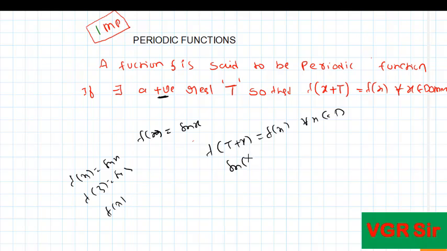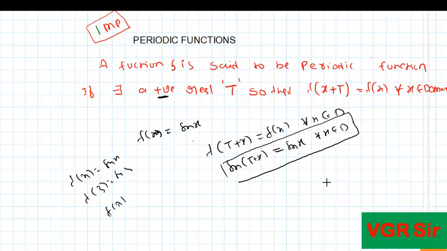So sin of t plus x should be equal to sin of x for every x belonging to the domain. If such a t exists, then you can say that it is a periodic function. So by using the definition only you can check whether it is periodic or not, and find its period. Students, observe here: a positive real t should exist. For example, instead of t you write the number 2.